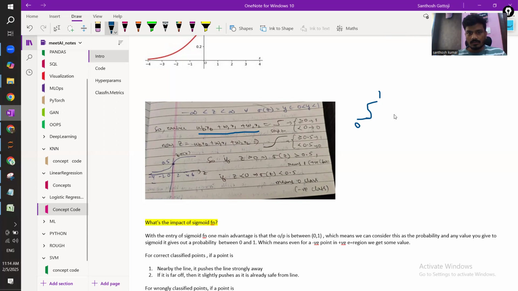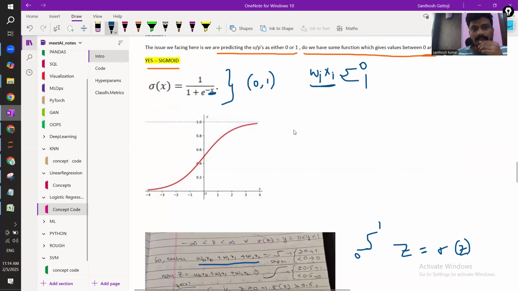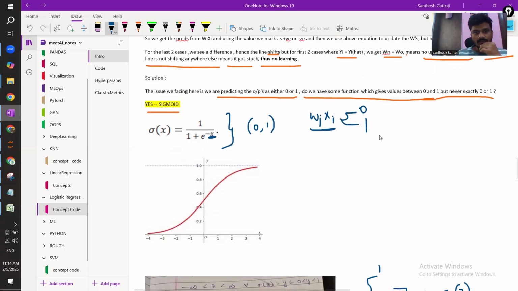But now, whatever Z we are having, that Z we are going to pass to the sigmoid function. Sigmoid of Z. So in essence, whatever the value of wixi is, say if you have 2x plus 3y as an example, for x and y you will have some coordinate, and you will solve this value. That value you will put over here, in place of x.